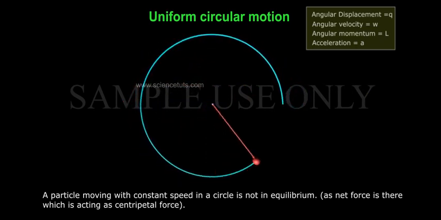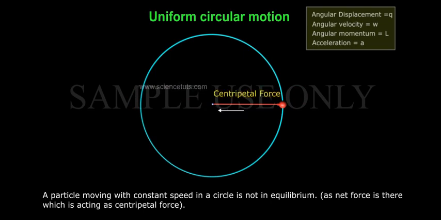A particle moving with constant speed in a circle is not in equilibrium, as a net force is acting, which acts as the centripetal force. Now we discuss centripetal acceleration.